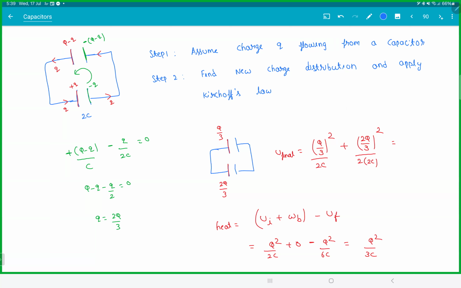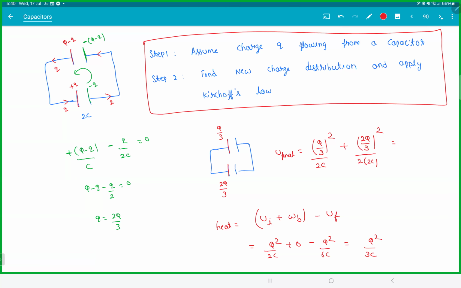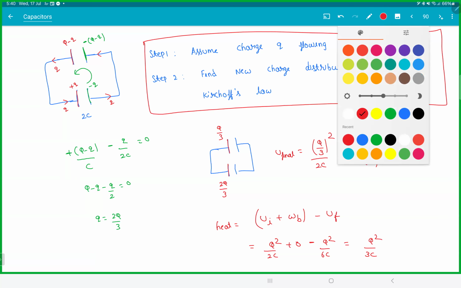So if you have 3, 4 capacitors, one is full, one is empty, just assume Q from one capacitor, redistribute, go in a round trip and get the charge distributions and apply Kirchhoff's law. Let me show you one more. You guys get the hang of this.